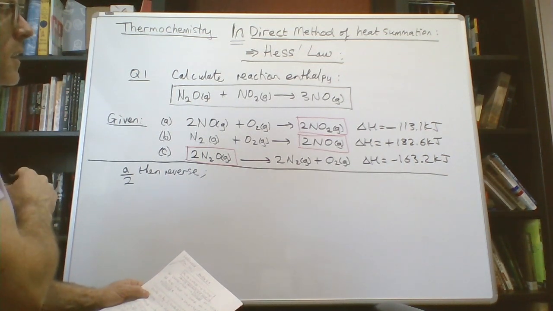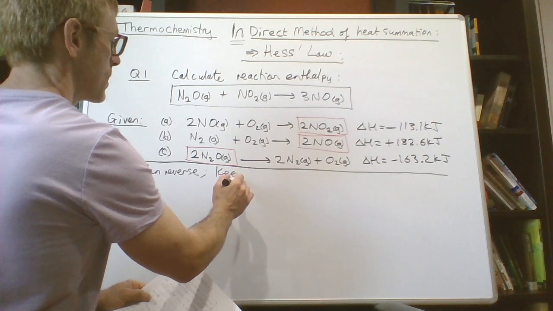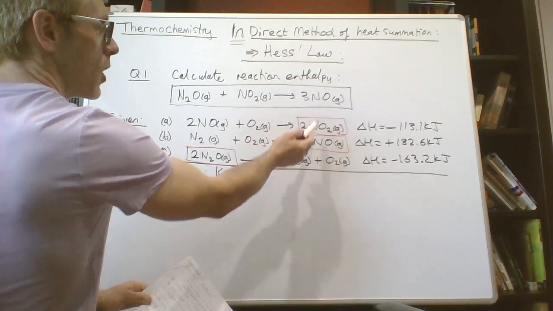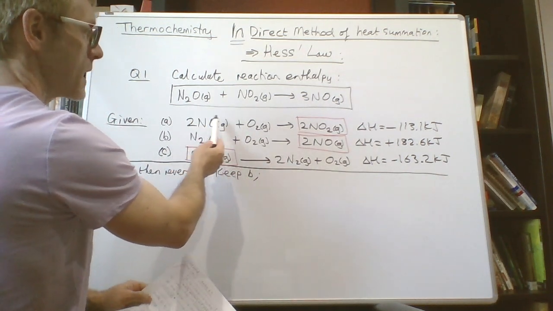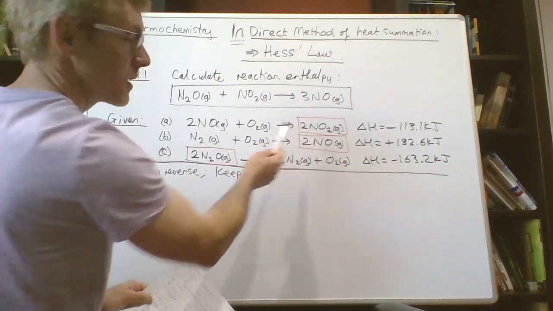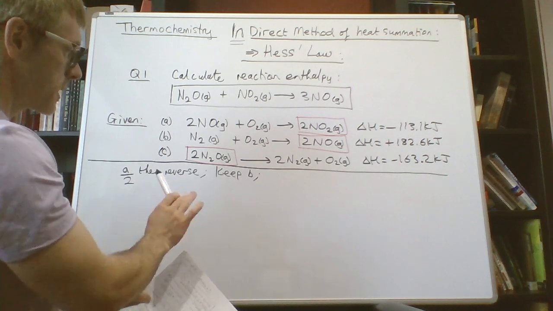B I don't want to do anything to at all, and I'll tell you why. I need NO. I don't have enough, but when I reverse A and divide by 2, I get one additional NO over here, which is going to give me the 3 NO I need. So I don't want to do anything to B, so I'm just going to keep it as is.